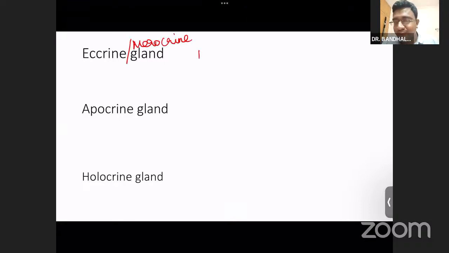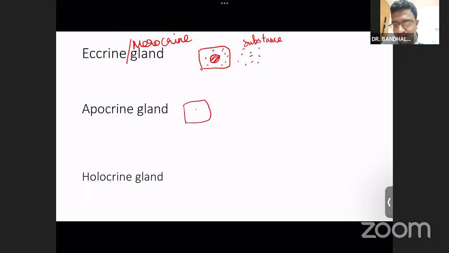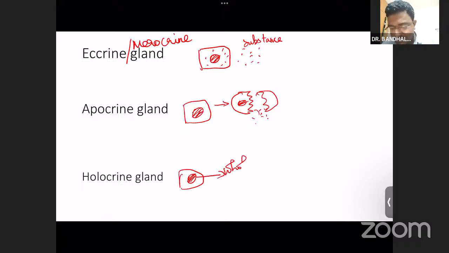In eccrine or merocrine secretion, if there is a glandular cell with substances, only the substance will be released. In apocrine, the apical portion of the cell will be broken off and the substance will be released. In holocrine, the whole cell disintegrates.